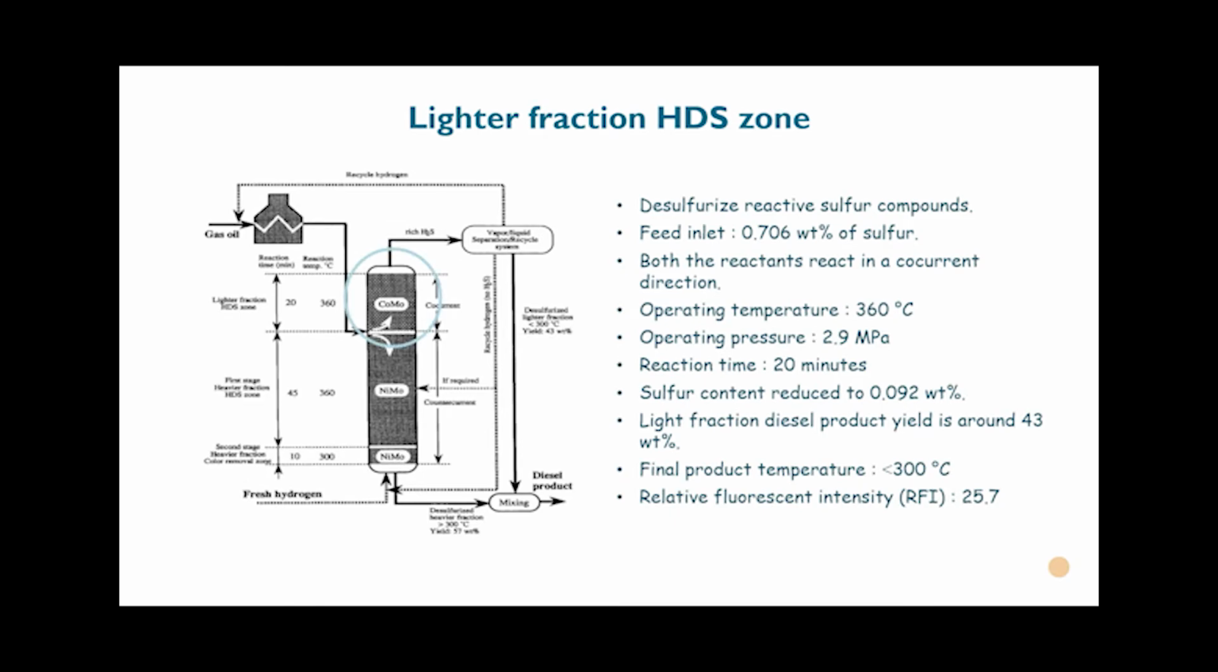The feed inlet has 0.706% of sulfur. It operates at 360 degrees Celsius and 2.9 MPa. The total reaction time is 20 minutes, where sulfur is reduced to 0.092%. The light fraction product is around 43%, and the final product temperature is less than 300 degrees Celsius. Also, it has a relative fluorescent intensity of 25.7.